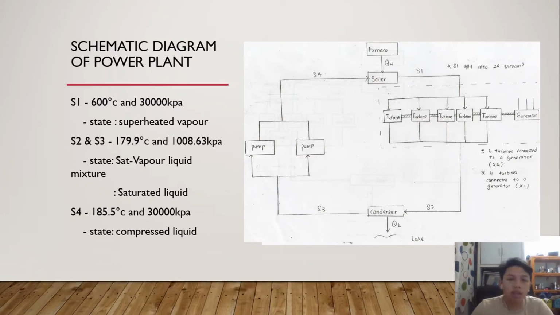I'm going to present about a schematic diagram of a steam power plant. It consists of furnace, boiler, turbine, generator, condenser and pump, and has 4 streams, S1, S2, S3 and S4.